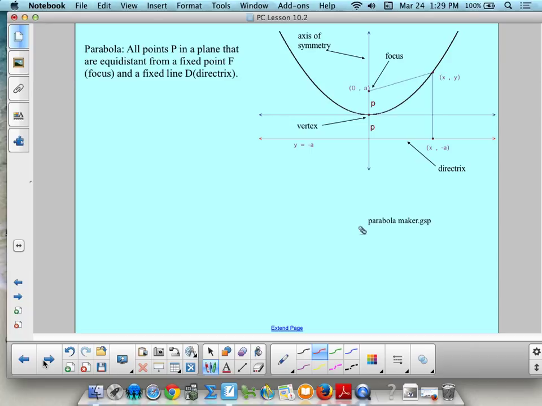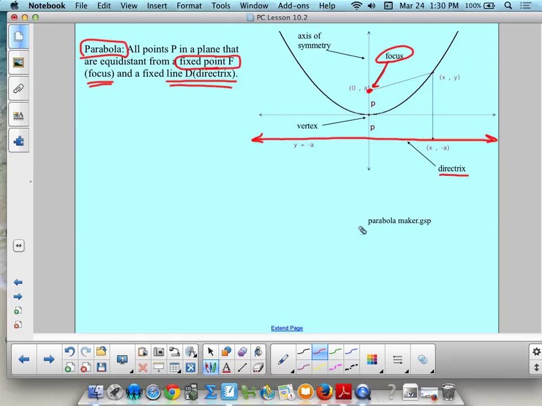Okay. This is everything. This is the definition of a parabola. What is a parabola? All points P in a plane that are equal distance from a fixed point F, known as the focus, and a fixed line D known as the directrix. Okay, now watch this. If you look at a parabola, somewhere they call this point the focus. Somewhere they call this line, wherever it is, I can hardly see it, the directrix.